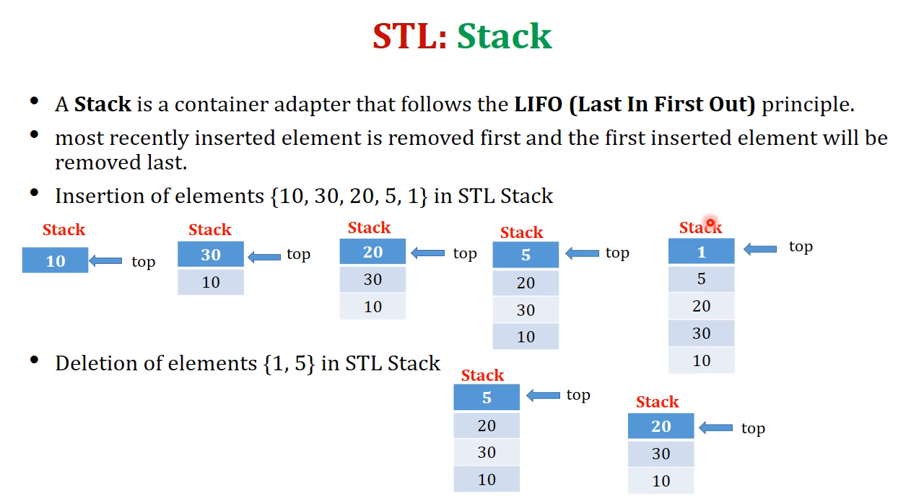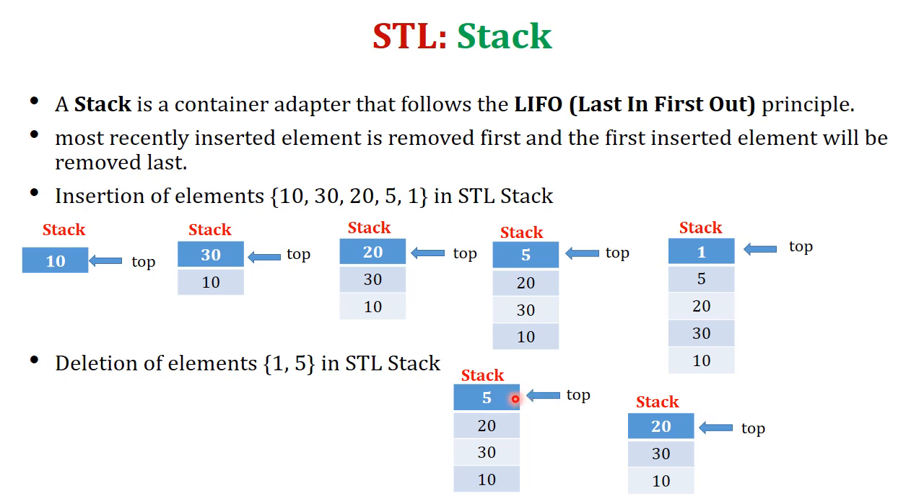Suppose if you want to delete the elements, for example, we are going to delete elements 1 and 5 in the STL stack. In that case, already we informed, right? The most recently inserted element is removed first. Which one is the most recently inserted element? 1. So now the pointer points to the top of the stack. The most recently inserted element is 1, that will be deleted. So automatically the pointer will be decremented.